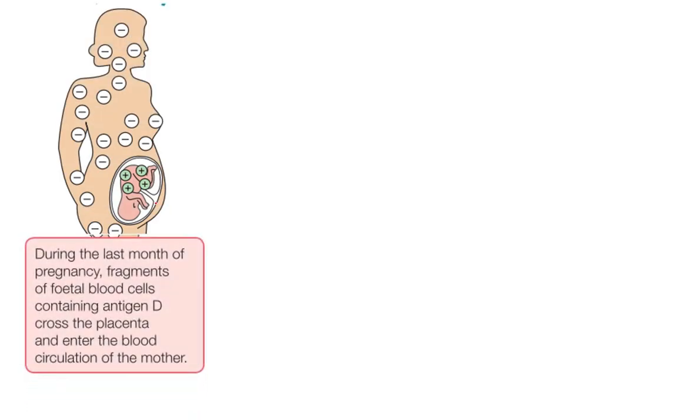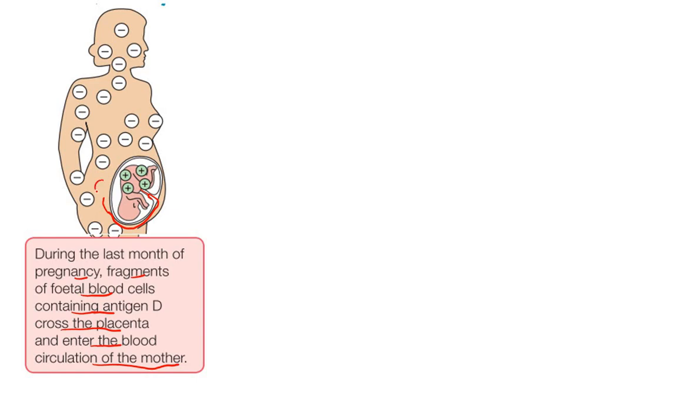Because during the last month of pregnancy, fragments of fetal blood cells containing antigen D cross the placenta and enter the blood circulation of the mother. So during the last month of pregnancy, maybe at nine months, fragments of the fetal blood containing antigen D will cross the placenta and then enter the blood circulation of the mother.